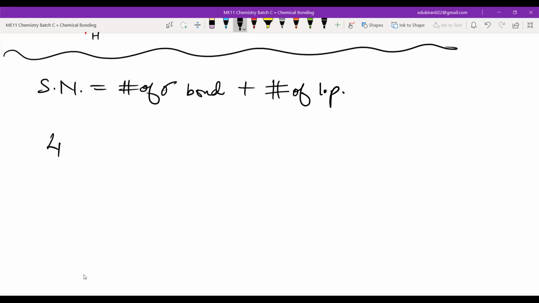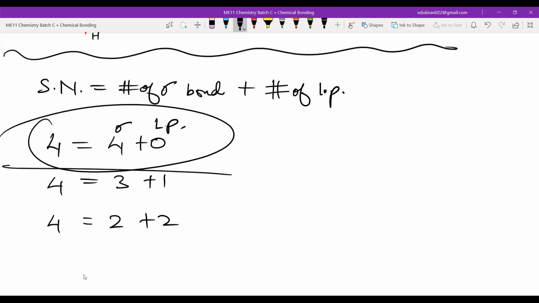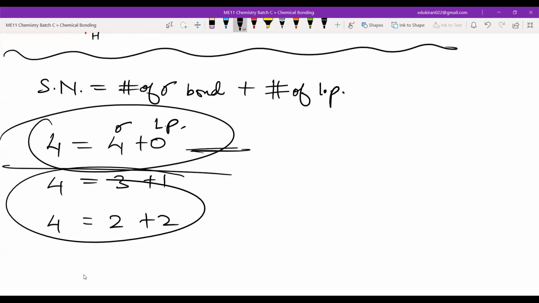So we have steric number 4. Now steric number 4 can be achieved if you have 4 plus 0. And this 4 can also be achieved if you have 3 plus 1, or if you have 4 is equal to 2 plus 2. That means these are the sigma bonds, these are the lone pairs. Yes or no, guys? Yes, sir. Okay, so we have already covered this one: 4 sigma and 0 lone pair, correct? We have already done this, right? Yes, sir.